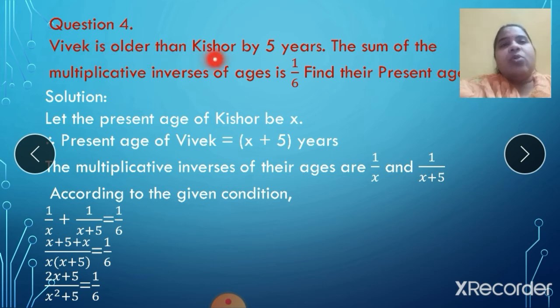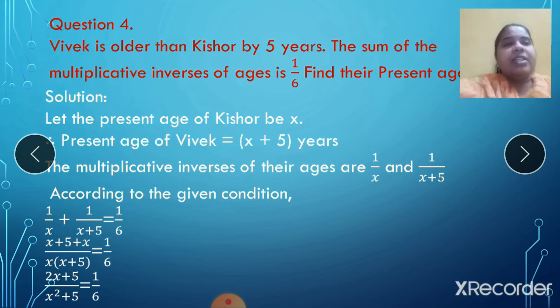We will take that value about whom information is not given. Now Vivek is older than Kishore. Some information about Vivek is given, that he is older than Kishore by 5 years. About Kishore, no information. So we'll start our sum from here. Let the present age of Kishore be x. Since Vivek is older by 5 years, obviously it will be x plus 5.